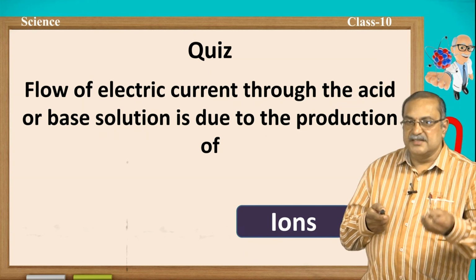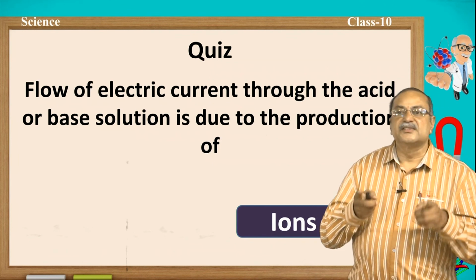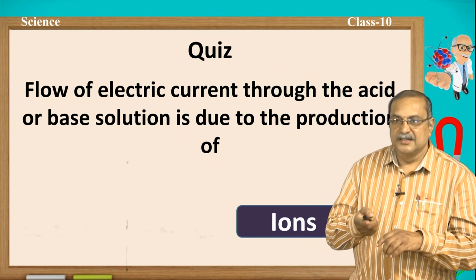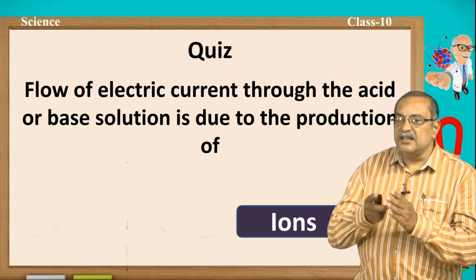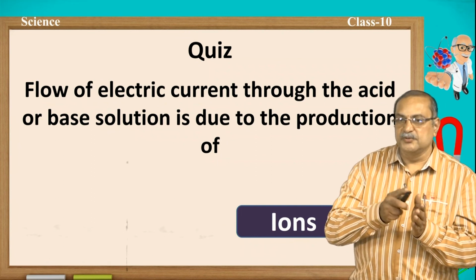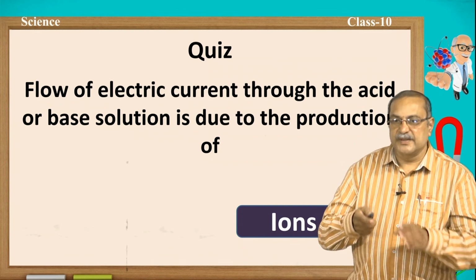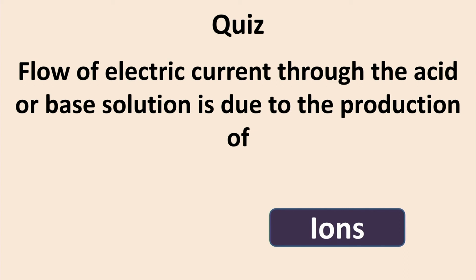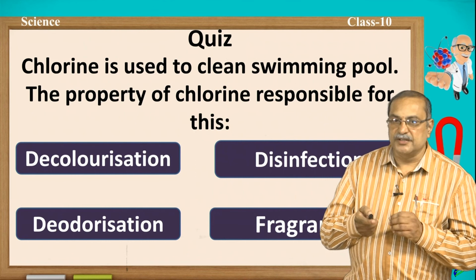When an acid or base dissolves in water, it will dissociate into ions. Positive and negative ions are produced. For example, Na+ and OH-, H+ and Cl-, like that they dissociate. These ions will move to the opposite poles. Negatively charged particles go to the positive pole, the anode, and positively charged particles go to the negative pole, the cathode. So, these ions are responsible for conducting electricity in an acid or base solution.